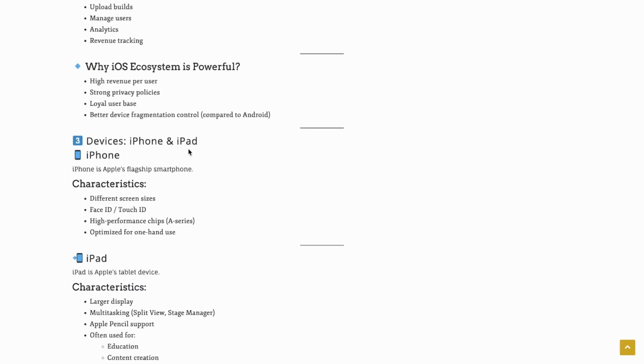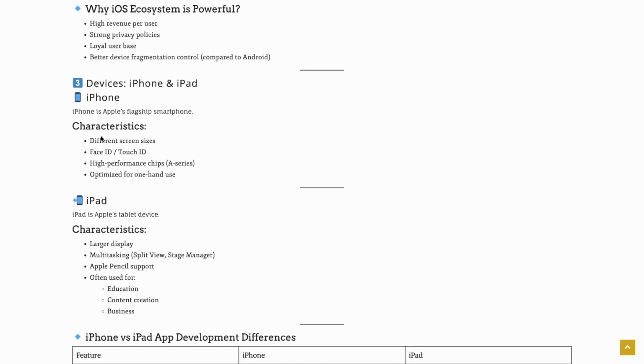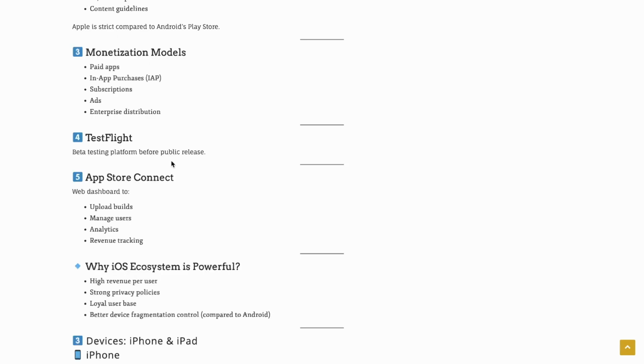Devices: iPhone and iPad. iPhone is Apple's flagship smartphone. Characteristics: different screen sizes, Face ID, Touch ID, high performance chips, optimized for one hand use. These are the characteristics of the iPhone.